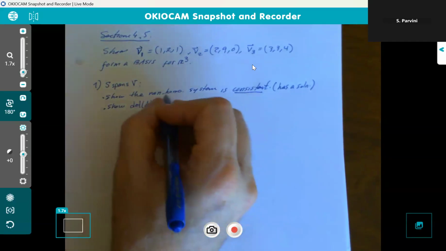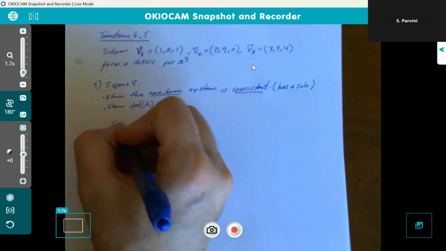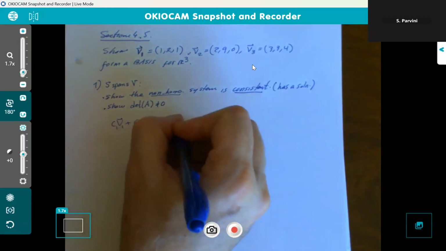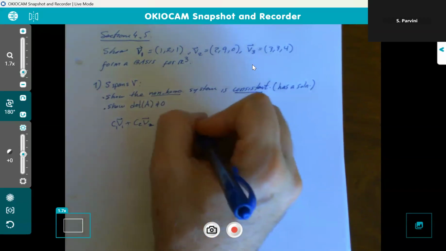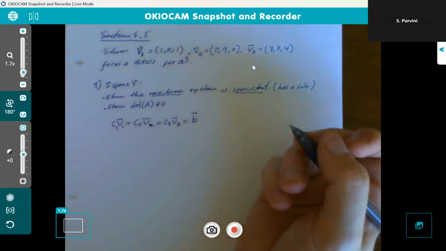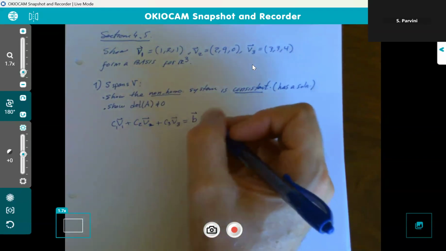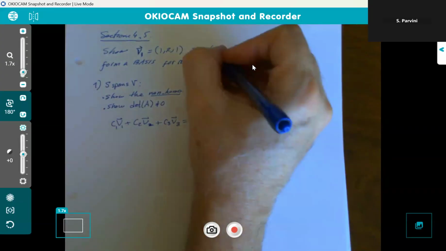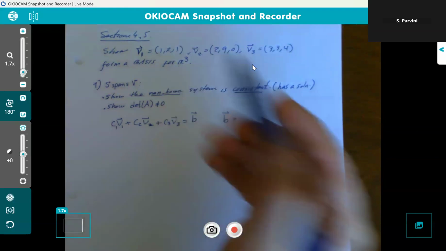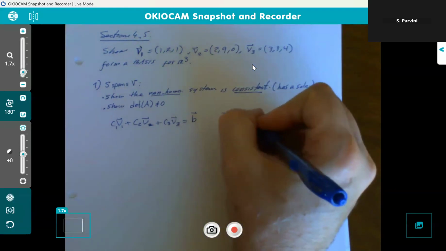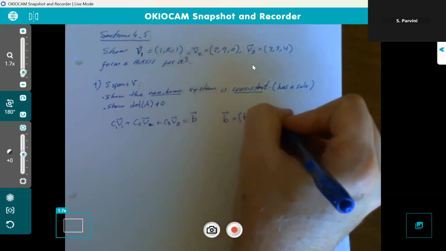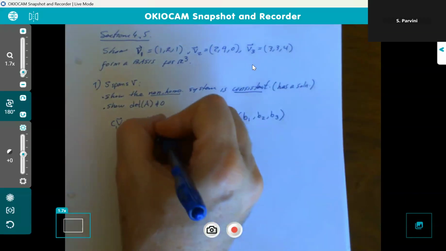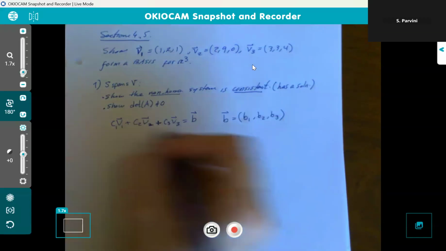Now, what does the non-homogeneous system look like? It is made up of c1v1 plus c2v2 plus c3v3 equals not zero, but a vector b. This is non-homogeneous; b is a non-zero vector. In my example, because I'm in R3, the elements of b look like b1, b2, b3.